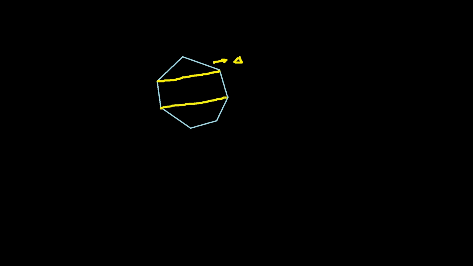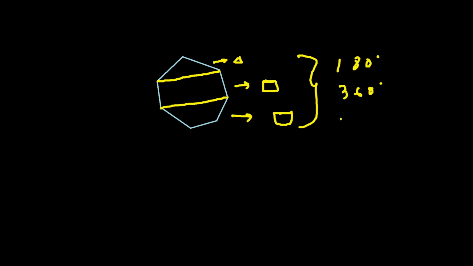Let's just do another one. Now, this has been divided into one triangle, a quadrilateral, and another quadrilateral. We all remember these values. For triangle, it is 180 degree. For one quadrilateral, it's 360 degree. For another one, this is another 360 degree. If I add all of those, it must be 900 degrees.